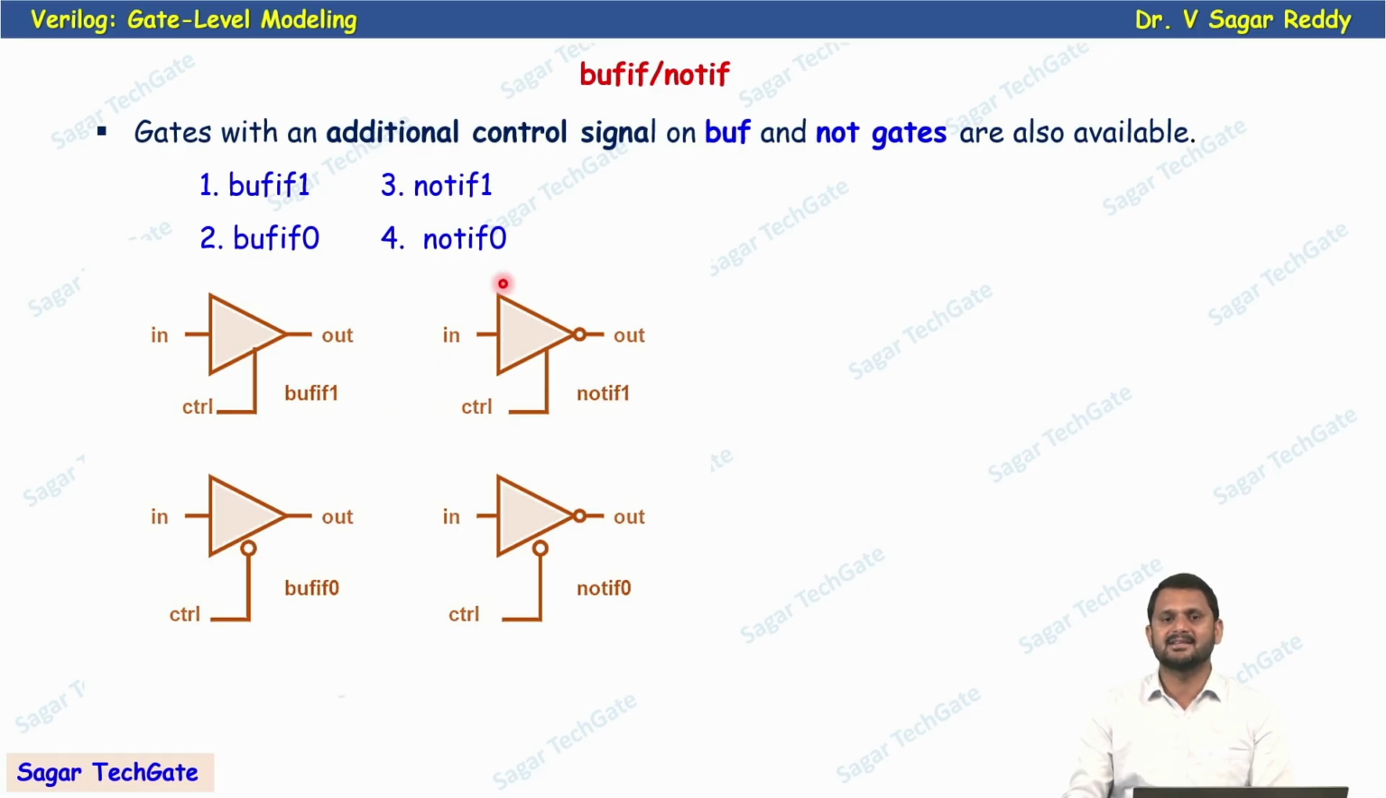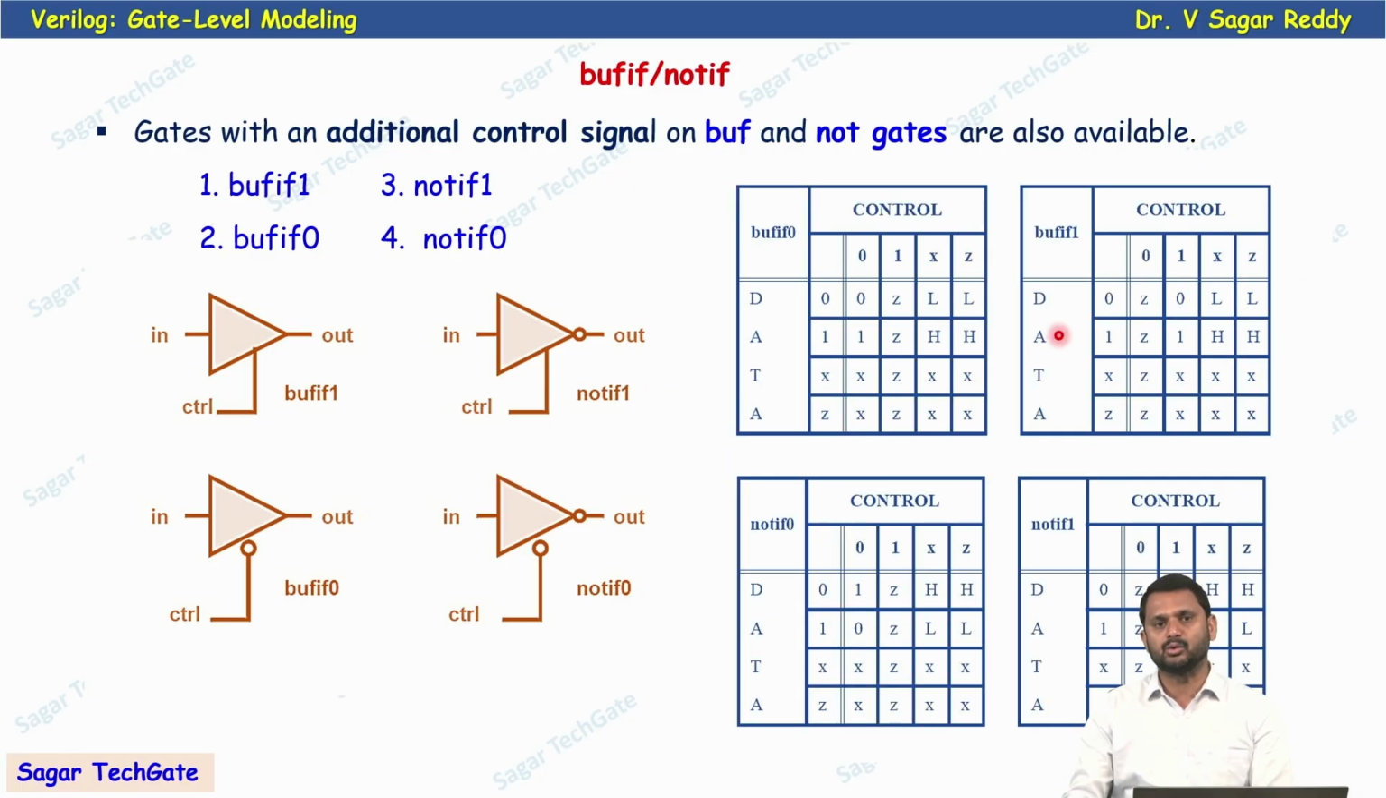If the control is 1, then it acts as an actual NOT gate. So here, when the control signal is 0, it acts as an actual NOT gate. The output is the complement of the input. So let us look at the corresponding truth table.